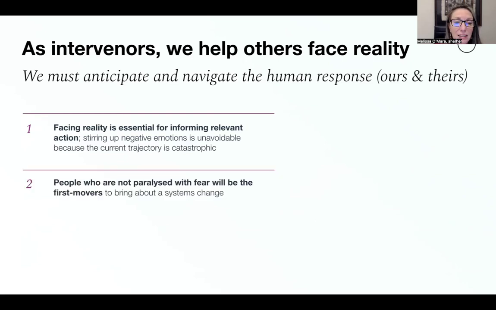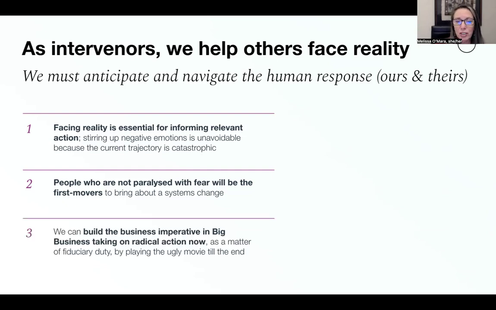The good news, I think, is that people who are not paralyzed with fear will be the first movers to bring about a systems change. And part of our role as interveners is to also not be paralyzed by fear and to enable other folks to face reality and also overcome and walk through the fear in order to bring about a systems change. Our goal, of course, is to engage and intervene to enable big business to take radical action now.